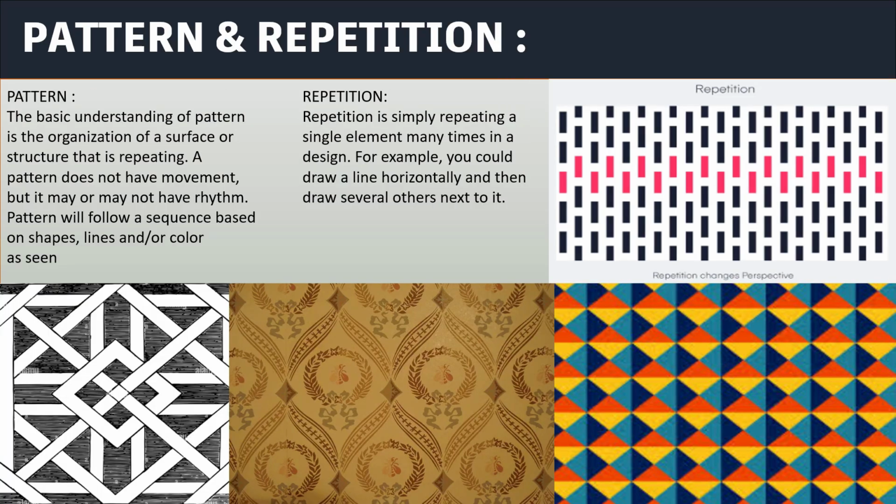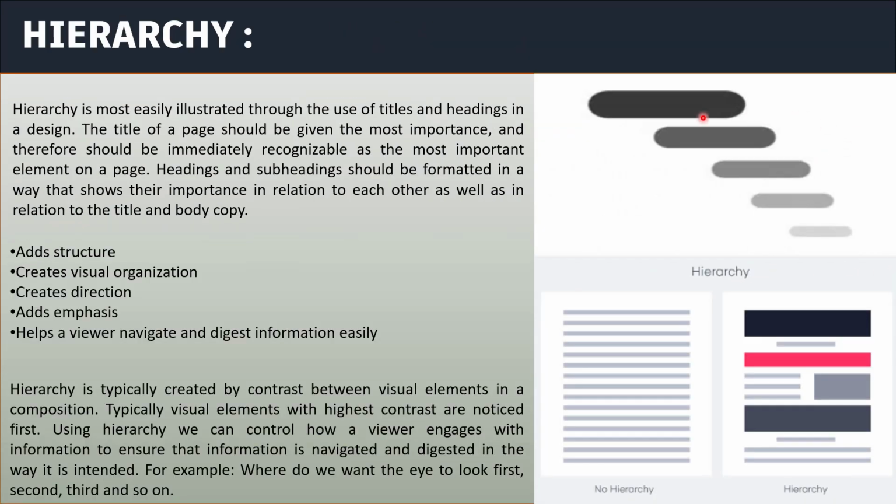Then we have pattern and repetition. The basic understanding of pattern is the organization of surface or structure that is repeating. A pattern does not have movement, but it may or may not have the rhythm. Pattern will follow a sequence based on shapes, lines, color, as seen. And then repetition is simply repeating a single element many times in design. For example, if you draw a line horizontally and then draw several others next to it, this is creating a repetition.